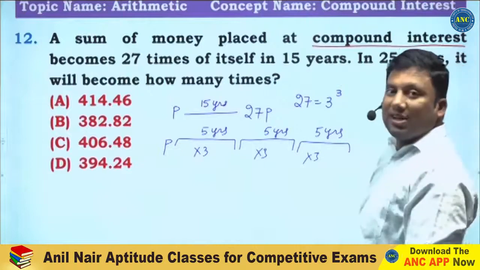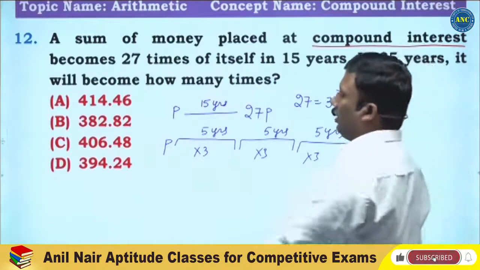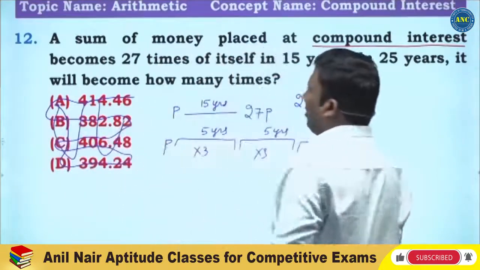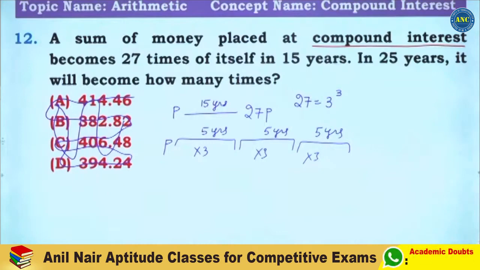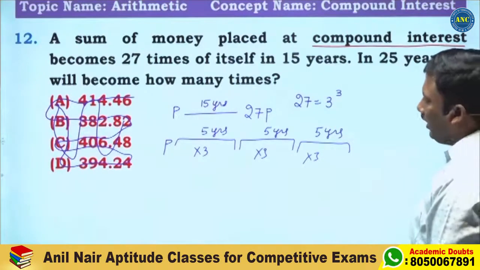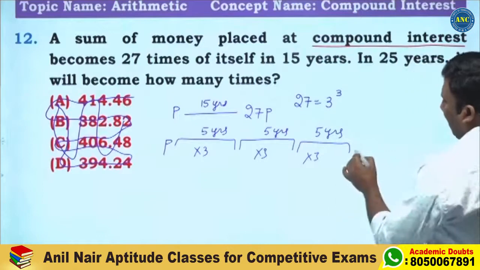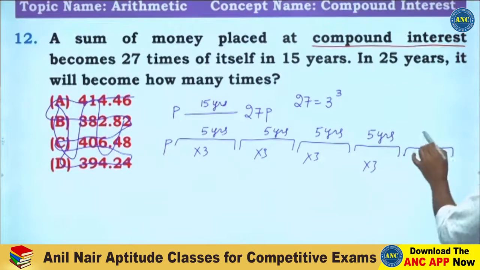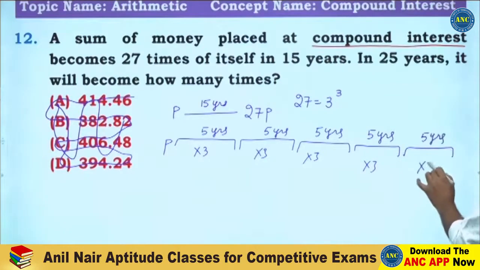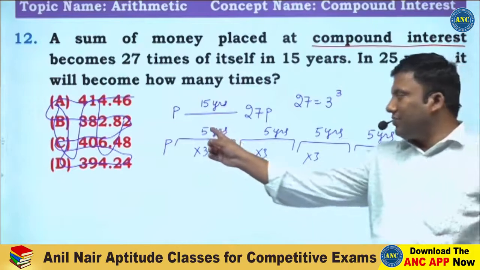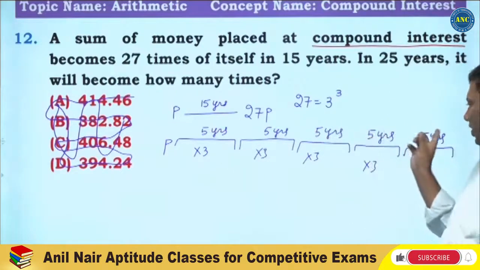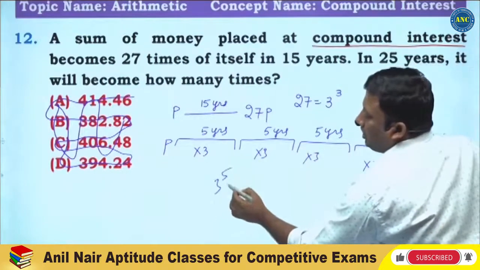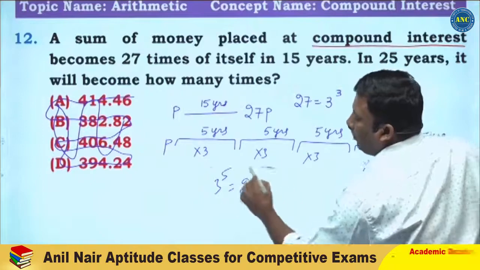Are you all with me? Yes or no? Very easy approach. All the answer options given are incorrect; he typed a different answer option. The question is, in 25 years, how much will it become? Again, after every 5 years, it will be multiplied by 3. So for a total of 25 years: 5, 10, 15, 20, 25, that is 3 five times. The answer is 3 power 5, which is 243 times.